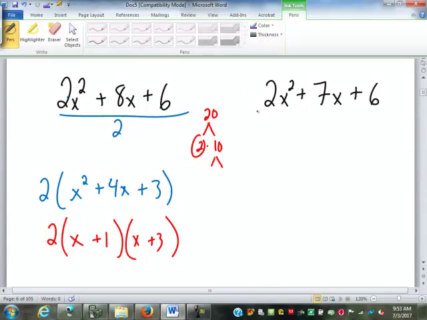This one looks very similar, but can I divide it by a 2? No. Can I divide it by any common factor? No. So I'm not going to have x and x anymore. I have to have 2x times x to make 2x squared.